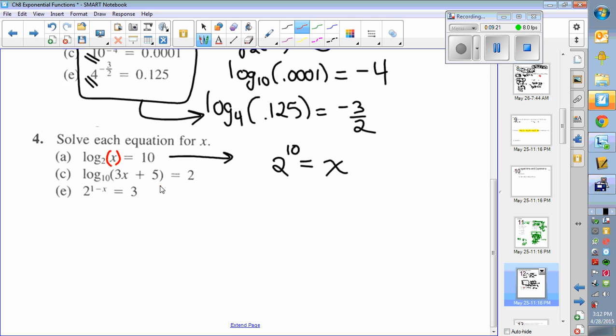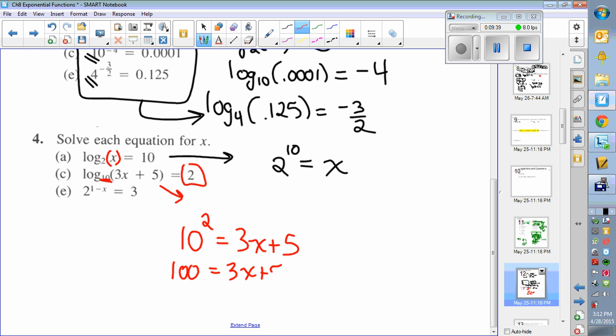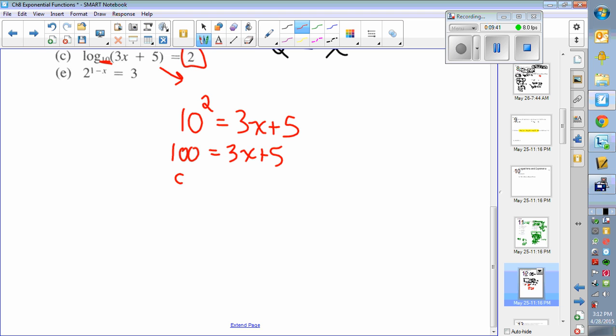Okay, so let's look at the next step here. You're going to have 10, that's the base. 2, the answer, is the exponent, so 10 to the 2 equals 3x plus 5. So if you were trying to solve that now, you would have 100 equals 3x plus 5. Subtract 5 from both sides, you'd have 95 equals 3x, and x is 95/3. Not a pretty number, but it works nonetheless.